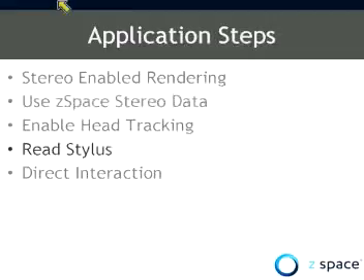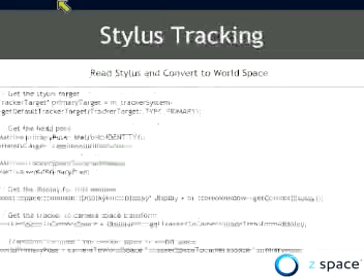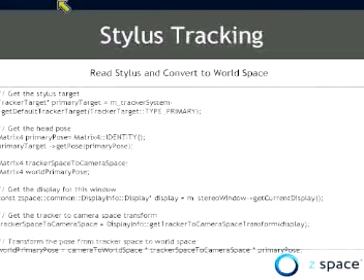Now for something a little more complicated, not too much, but a little more complicated. How do you deal with a stylus? So to deal with a stylus, it's basically two steps. First, you want to read the stylus. You want to get the pose for the stylus. And second, you want to convert it into a coordinate system that's actually useful for your application.